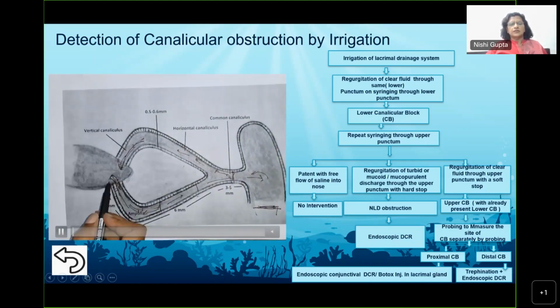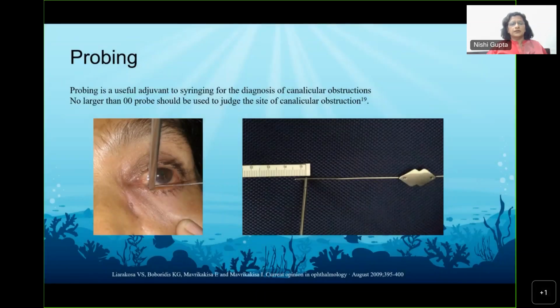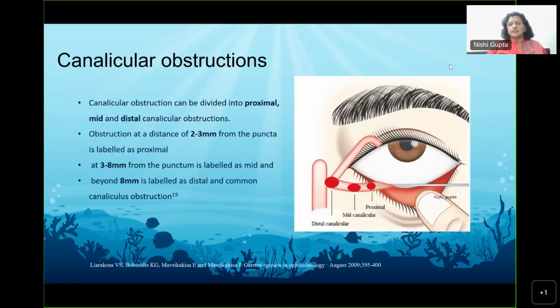So this is how we measure the canalicular obstruction. We just hold it close to the punctum, and when we feel a soft block at the tip, we measure it against the scale. That is how we decide proximal, mid, and distal canalicular obstruction at 2 to 3 mm, 3 to 8 mm, or 8 mm.